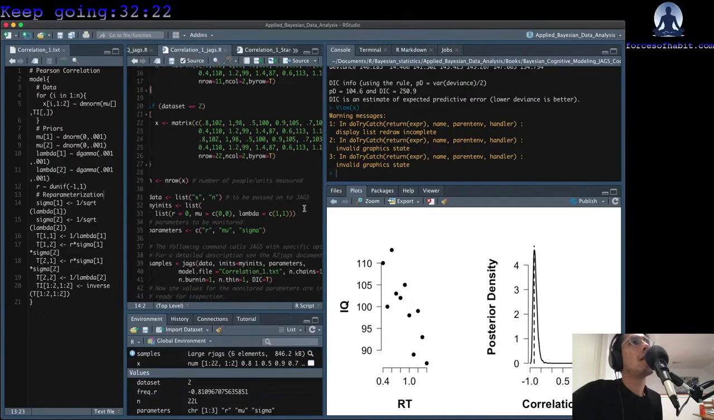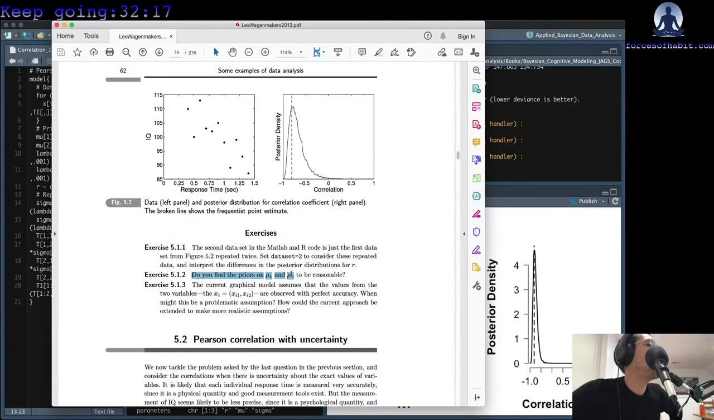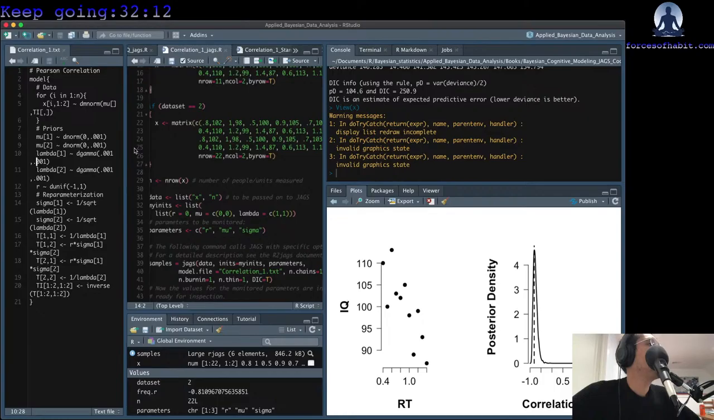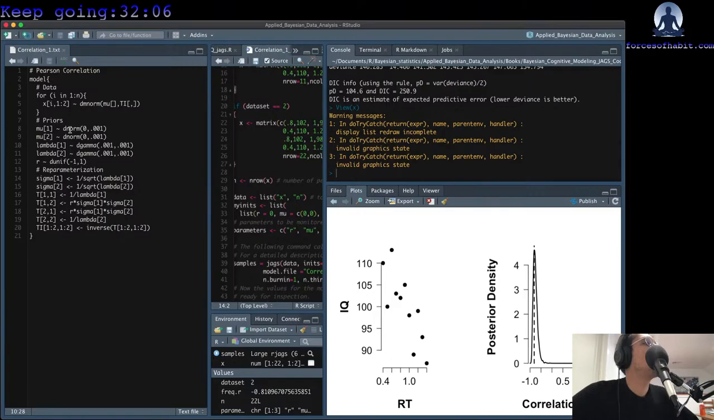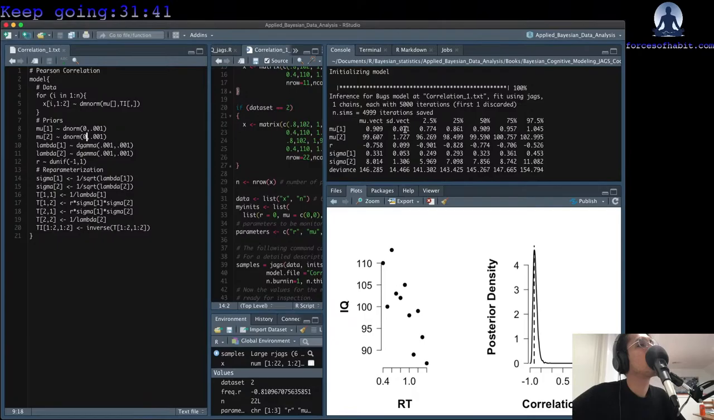Do you find the priors on mu and mu 2 to be reasonable? Let's see. Our priors here are boom and boom. Well, no. I mean, we just showed with the last example that we know that the average intelligence score, for example, is 100. So it might just be useful to do something like this.